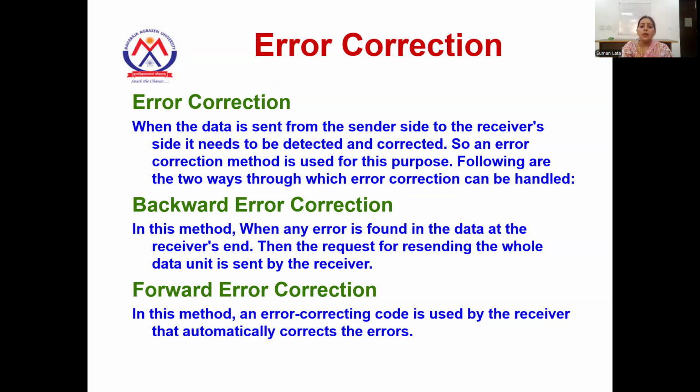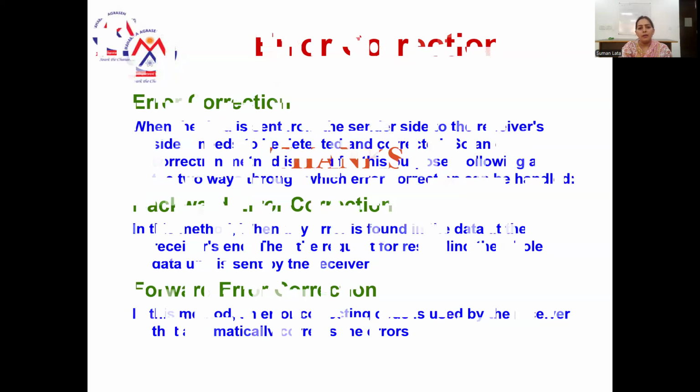In this method, when any error is found in the data at the receiver's end, then a request for resending the whole data unit is sent by the receiver. Next is forward error correction. In this method, an error correcting code is used by the receiver that automatically corrects the errors.